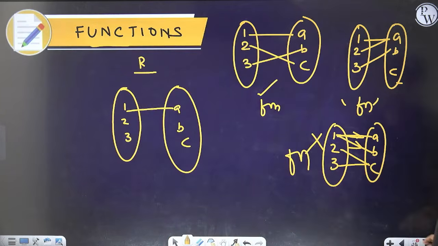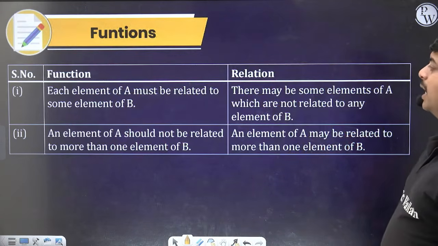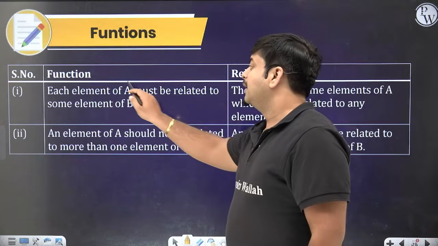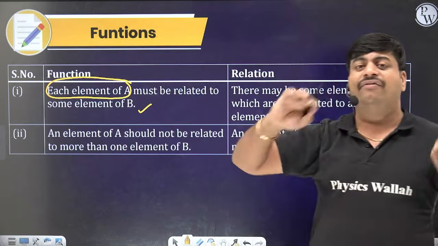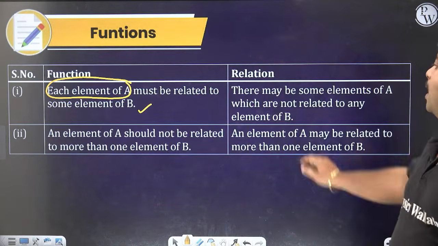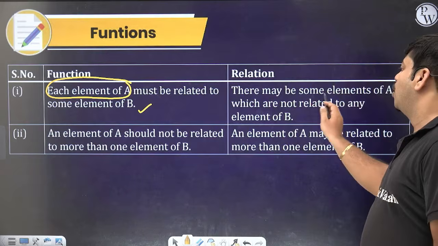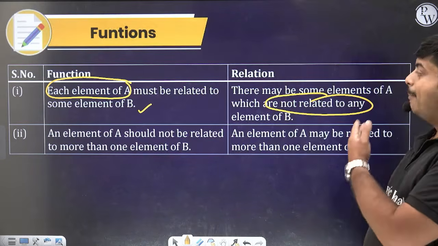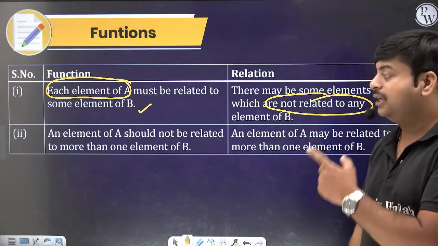Okay, you can see the definition. Each element of A must be related to some element of B. Each element of A, that means every element of A should be related. But in a relation, there may be some elements of A which are not related. That can happen in a relation, but in a function, definitely it should be related.